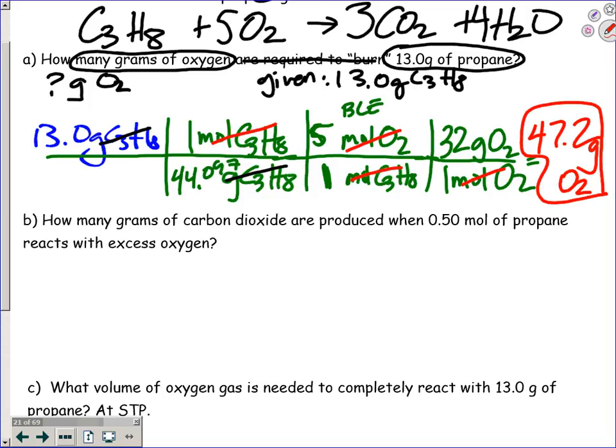And our given is 0.5. Start with 0.5 times. Mole. On your paper, there's a typo. Look at the one on the board. It says acetylene gas on your paper, right? So look at B on the board because I never fixed that typo.